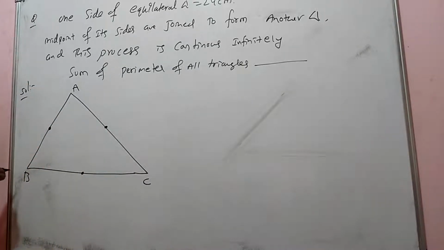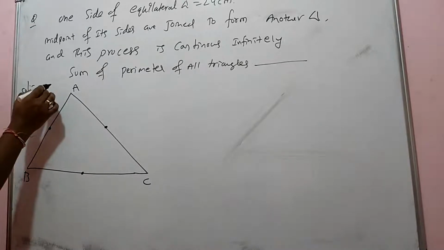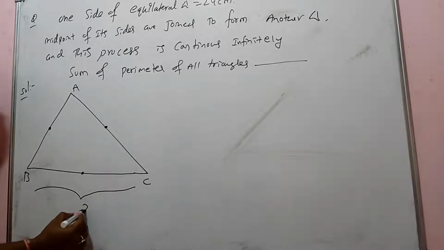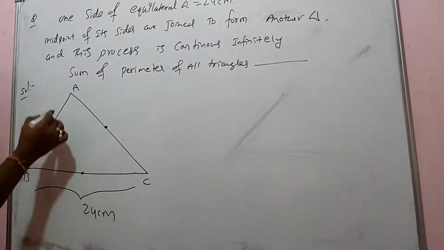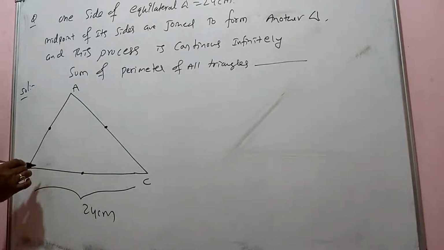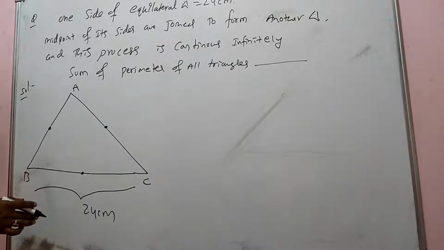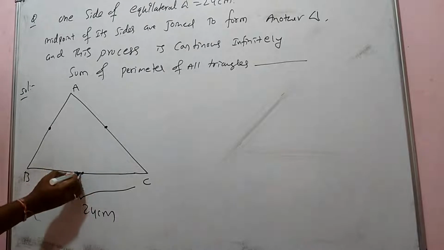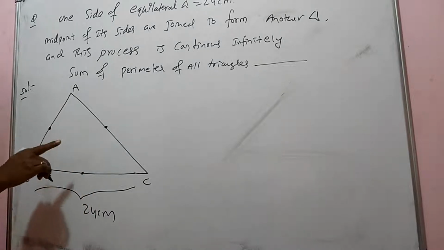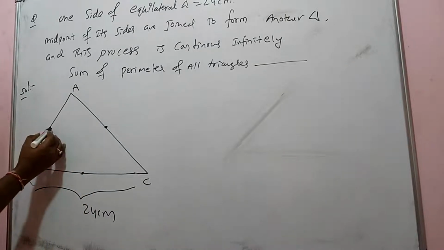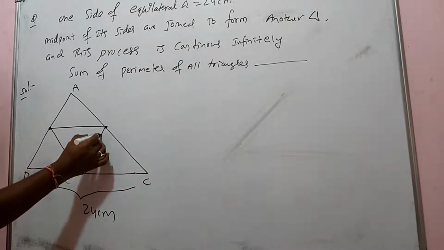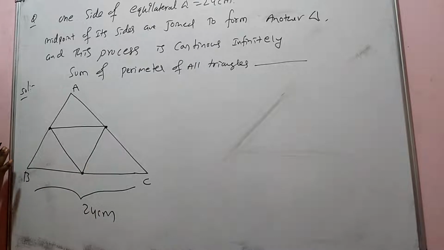One side of a triangle is 24 centimeter. One side of an equilateral triangle means this is 24 centimeter, and this is 24 centimeters. All sides are 24 centimeter because it's an equilateral triangle. The midpoints of its sides are the midpoint of this, the midpoint of this, the midpoint of this. That is 12, 12, 12. They are joined to form another triangle.